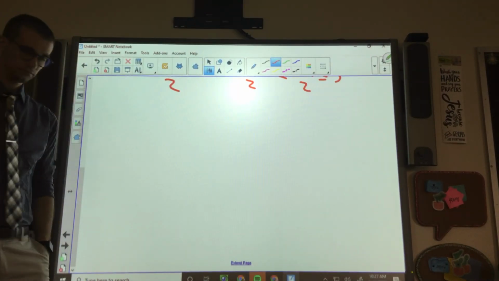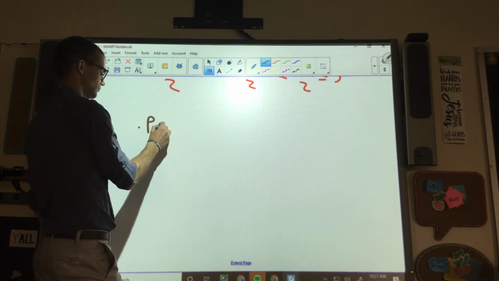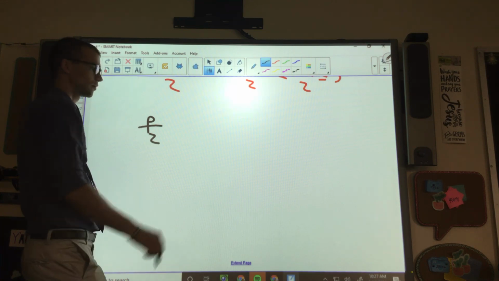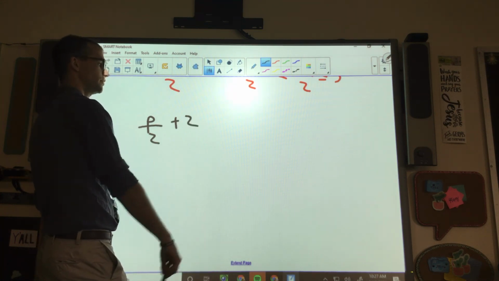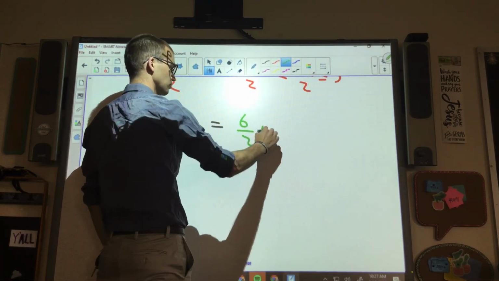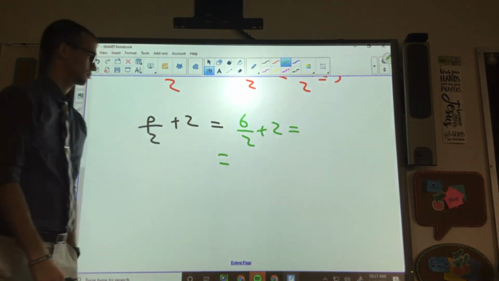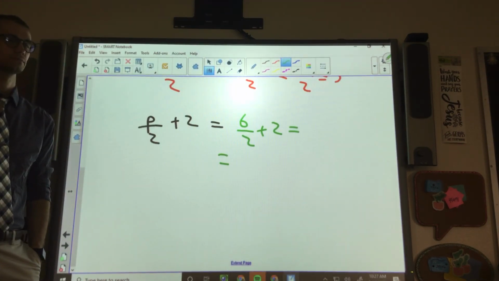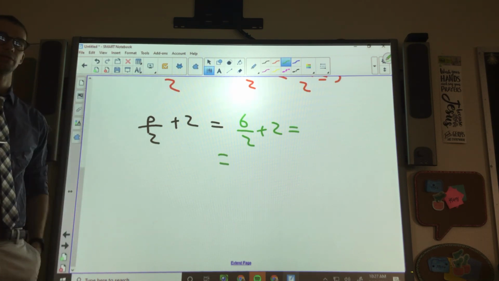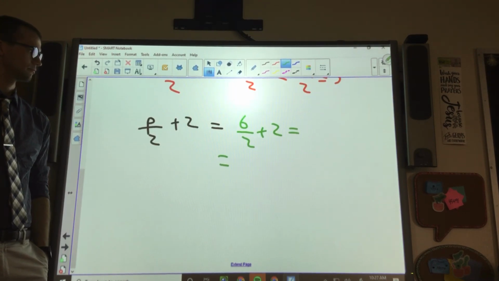Jordy? P divided by 2. And then add 2. Okay, what's P? 6. So I have 6 divided by 2 plus 2. What's 6 divided by 2? Wait, you don't do that first. Why don't I do division first? Because you're supposed to do the stuff on top. I did. P is the only thing on top in this case. Yeah, but then 6 is on top, so then you do 6 plus 2 and then divide by 2.